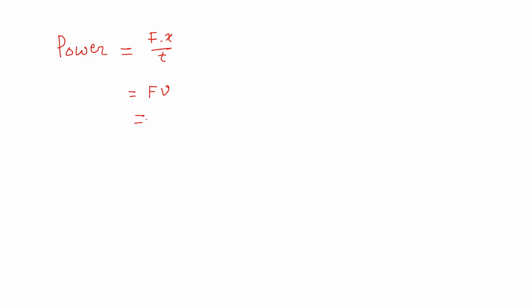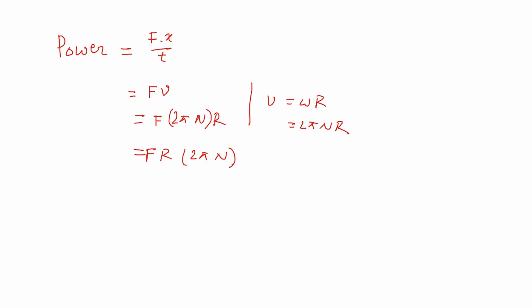Now for the linear velocity, instead of v, we can write 2 pi times n times r. The linear velocity v is omega r, and omega is 2 pi times the frequency, n revolutions per minute, and r is the radius. So we can write F times r and then 2 pi n, and we can keep it like that.